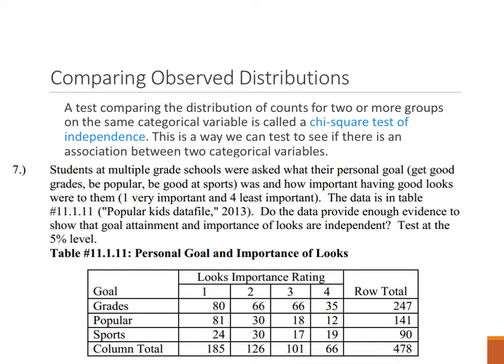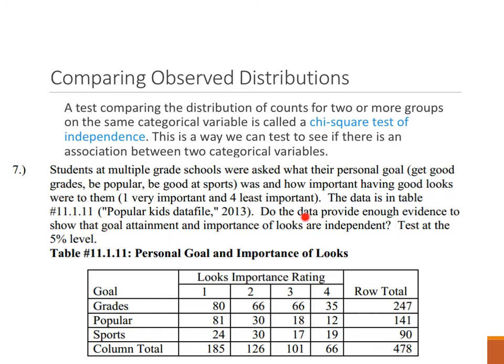And it works with categorical variables. So this came out of the textbook. It's about students in multiple grade schools. We ask what their personal goal is: get good grades, be popular, be good in sports. And how important having good looks was. They rated looks 1 through 4, where 1 is very important and 4 is least important. So how much do you care how people look at you? And then, what are your goals?